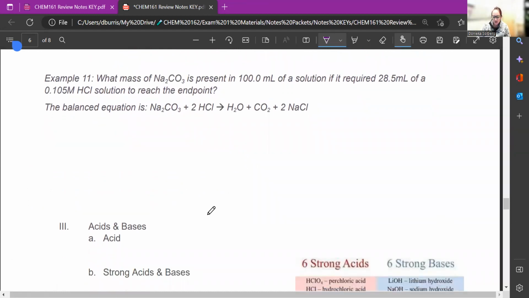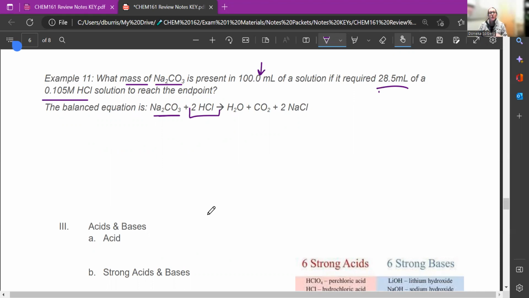It says, what is the mass of Na2CO3 present? So I'm looking for the mass of Na2CO3. That's what I want. In 100 milliliters of a solution, if it required 28.5 milliliters of a 0.105 molar HCl solution to reach the endpoint. I know that's kind of a lot, so let's break it down. I'm looking for the mass of this guy. That was in, so this is the volume of the solution I started with. It required 28.5 milliliters of this guy, so I know how much I used of this. So a reaction definitely happened, so this is not a dilution problem. This is a stoichiometry problem to get to the endpoint, which just means it completely reacted.